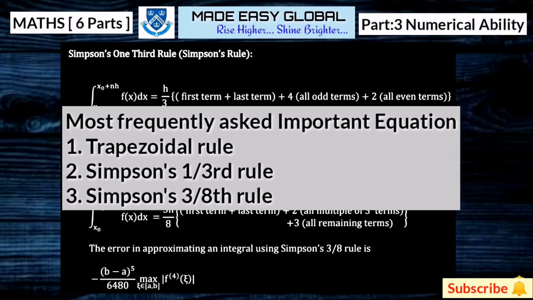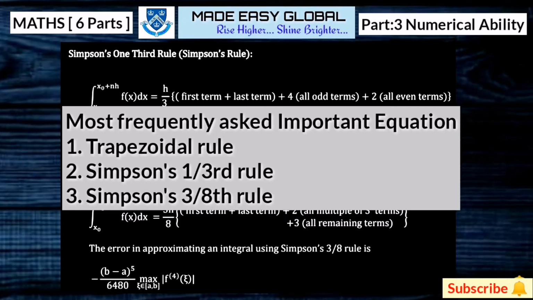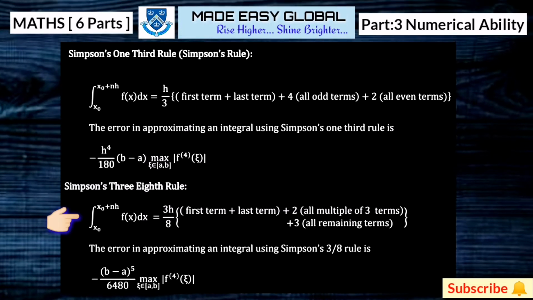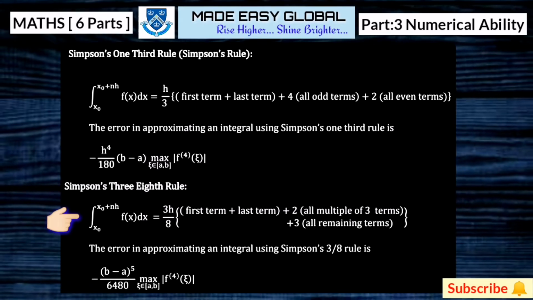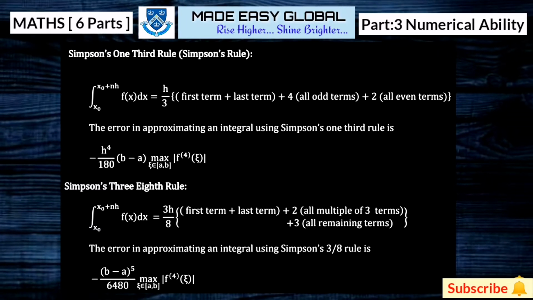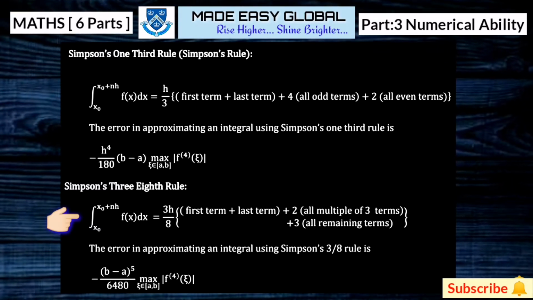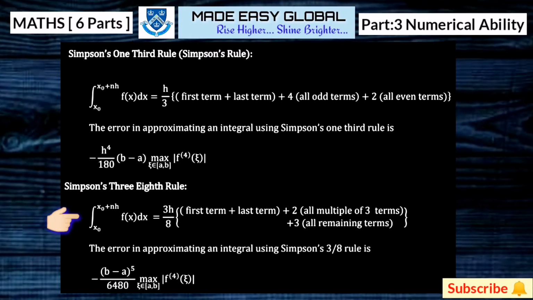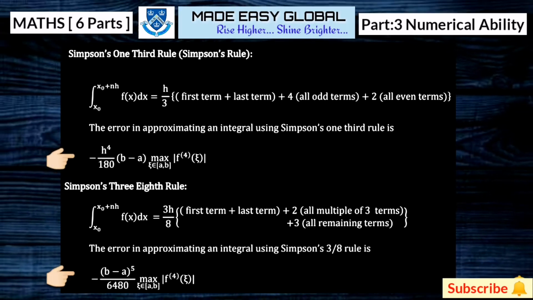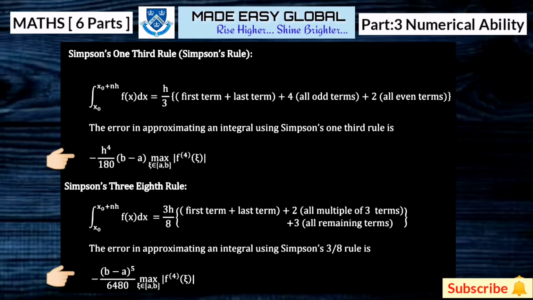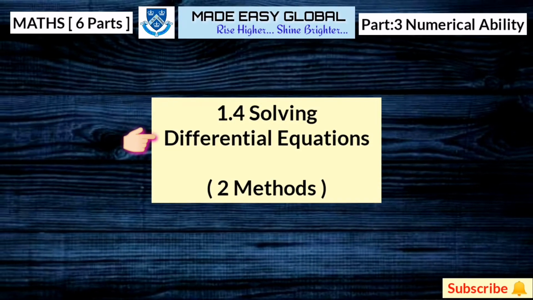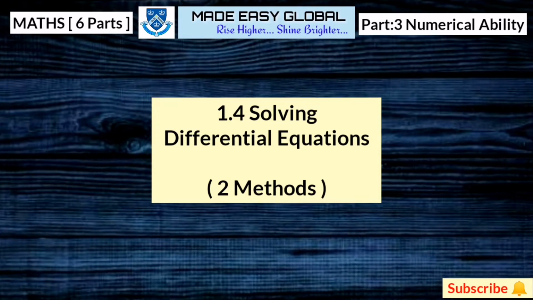These three equations we have to remember: for the trapezoidal rule, then Simpson's 1/3 and Simpson's 3/8 rule. Here the equation is the integral from x0 to x0 plus nh of f(x) dx is equal to 3h by 8 in brackets first term plus last term plus 2 into all multiple of 3 terms plus 3 into all remaining terms. And the equations of the errors are also given for the 1/3 and 3/8 rules. Then after, the last topic of this lecture is solving differential equations. Here two methods are there.